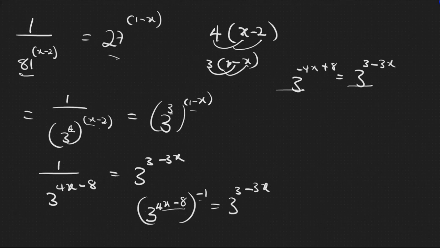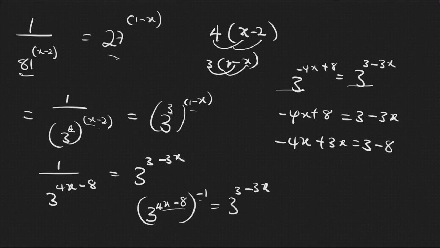So equate the bases. By the time you equate the bases, we have the power minus 4x plus 8 is equal to 3 minus 3x, right? Collecting the terms, we have 8 minus 3 is equal to 4x minus 3x. Am I right? So 3 minus 8 is minus 5, and minus 4x plus 3x is minus x, so minus x is equal to minus 5. Divide both sides by minus 1, so this minus cancels this minus, and we have x is equal to 5.